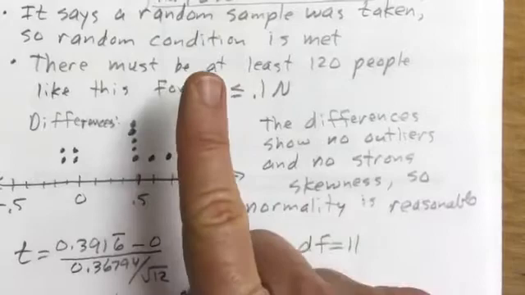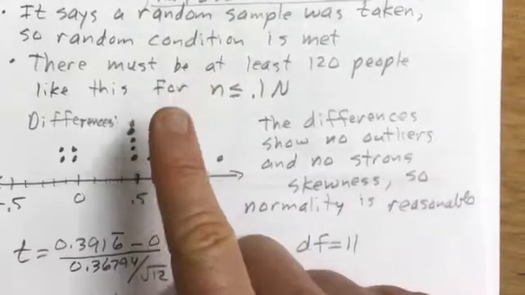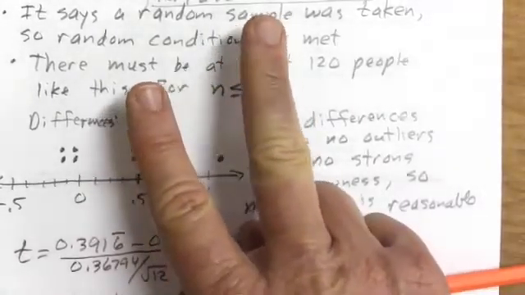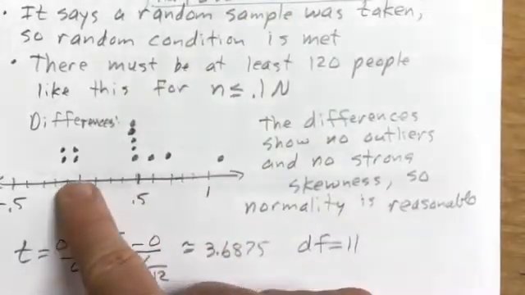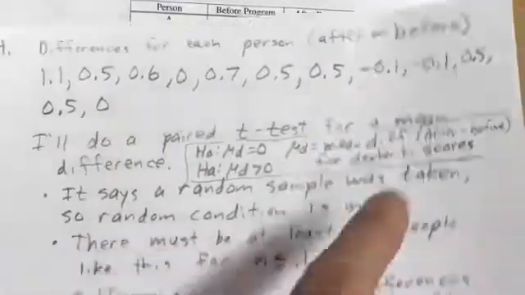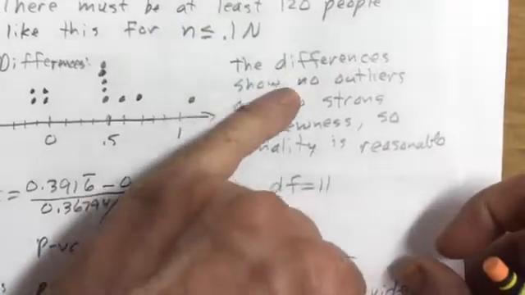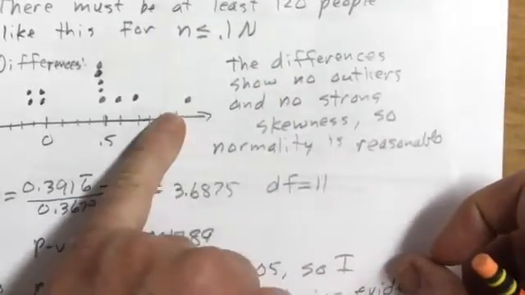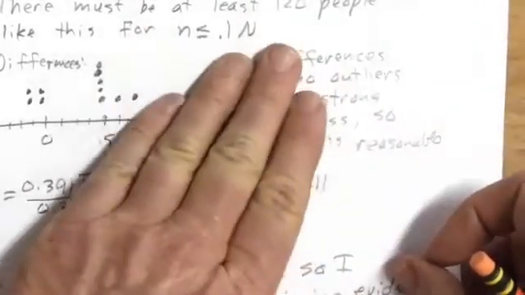All right, then we have to check normality. The sample size isn't bigger than 30. All right, so that doesn't work. It doesn't say anywhere the population varies normally, so that doesn't work. So we have to graph our differences. So I just graphed those numbers on a little dot plot. There's no outliers or strong skewness, so normality is reasonable. This is sort of close to an outlier, but this is okay.